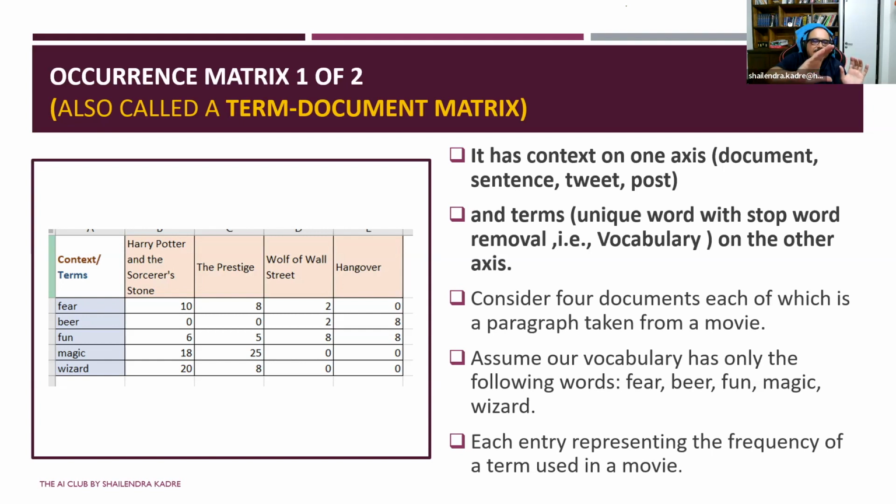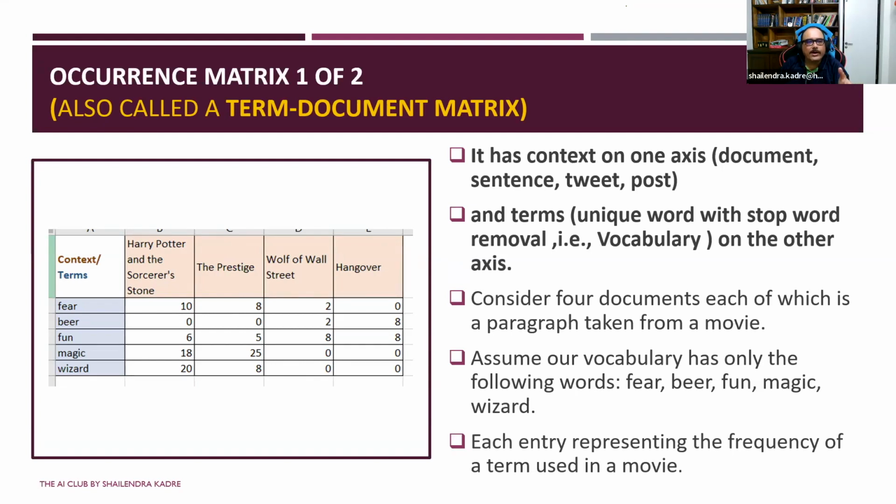So whatever entries are there, they are the corresponding frequencies. This matrix is called an occurrence matrix or a term document matrix. As I said, its use cases we will discuss in a later class. Okay, so is this concept understood? It is a very simple concept. Is this understood?